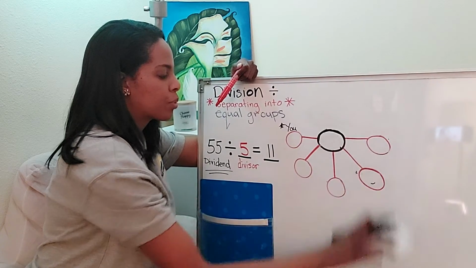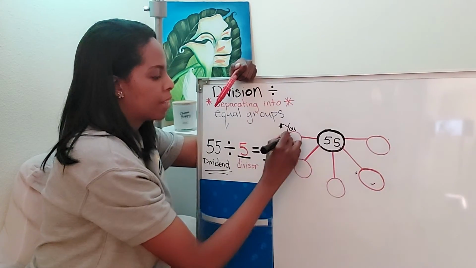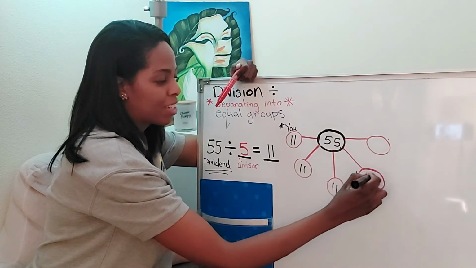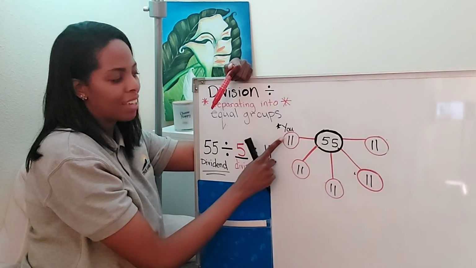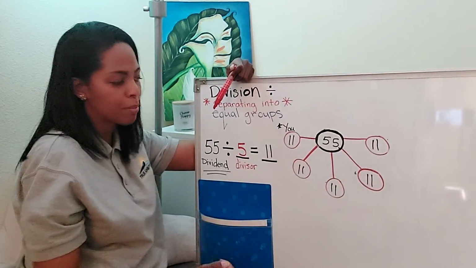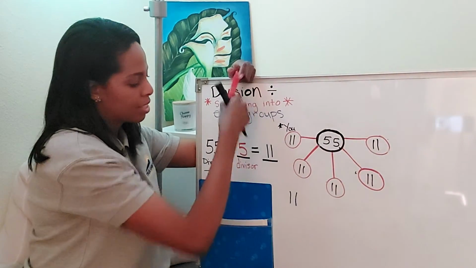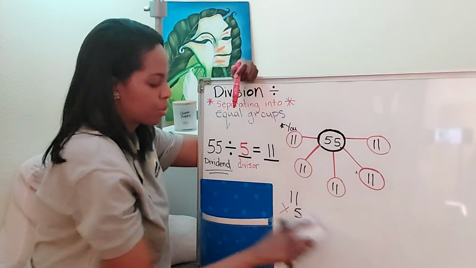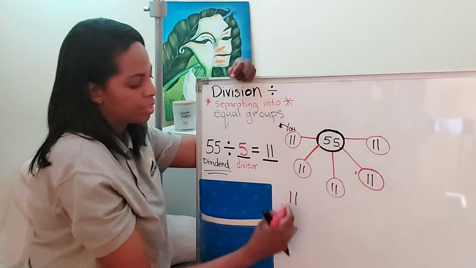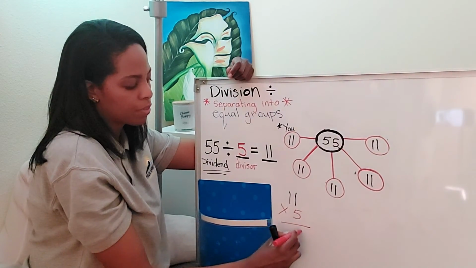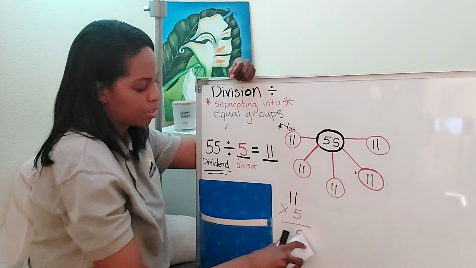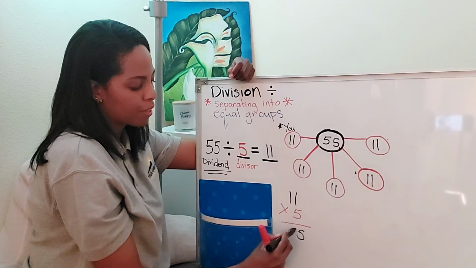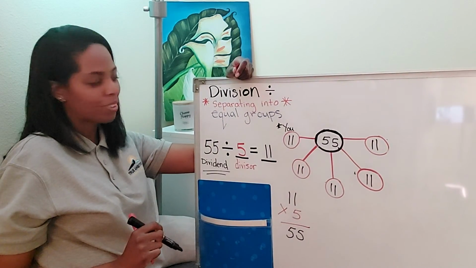So remember, we started with 55, and we were saying everyone will get 11. Well, if you're very comfortable doing multiplication, you know that 11, 5 times, 11 times 5. 5 times 1 is 5. 5 times 1 is 5. We get the 55. All right, I hope that helped.